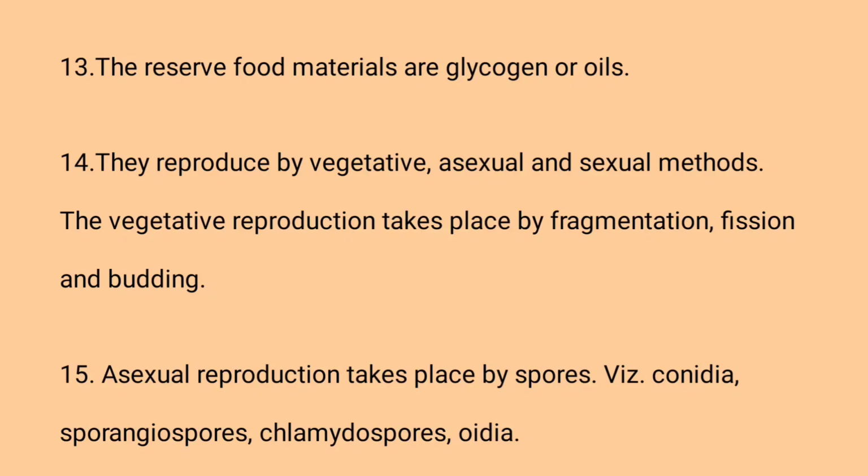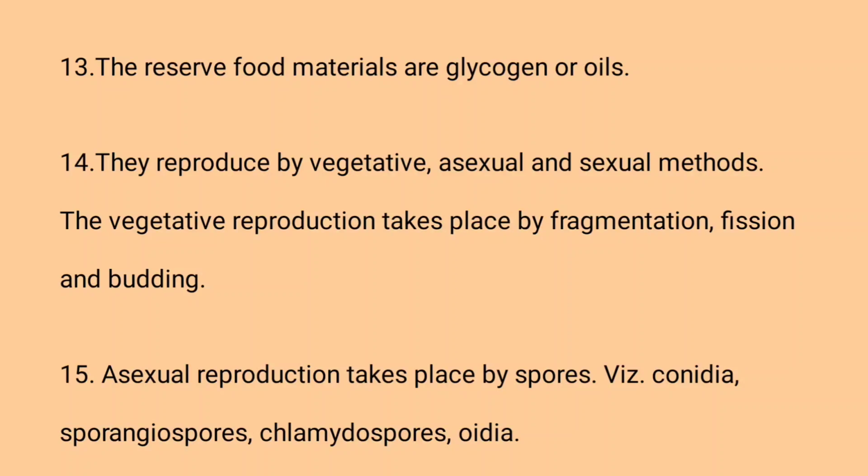Then the fission. In this, the cells divide transversely, and further make individual cells; this is known as fission. And budding means there is no division of the nucleus, but from the same cell a new cell is formed; this is known as the budding process. Then asexual reproduction takes place by spores.